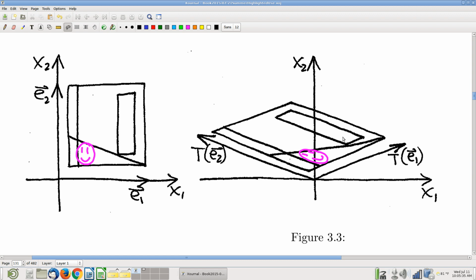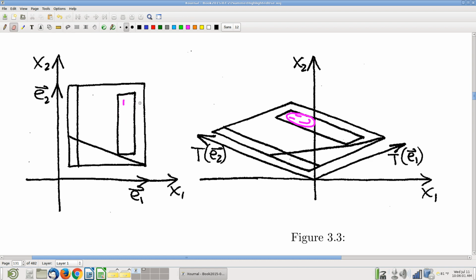So the way this part of the domain is getting deformed, as you can see here, is exactly the same as the way this part of the domain is getting deformed, as evidenced by that being the same deformed happy face. Okay, so anyway, that's a different way to think about linear transformations.